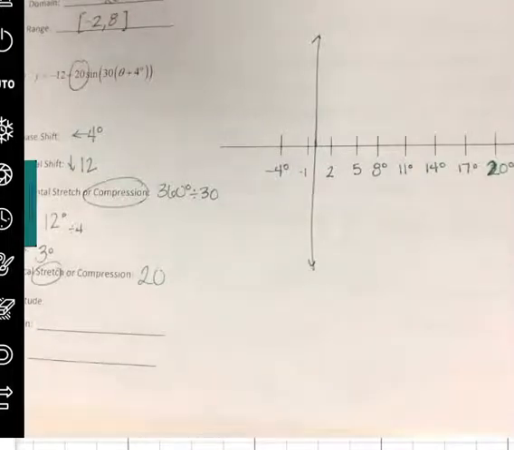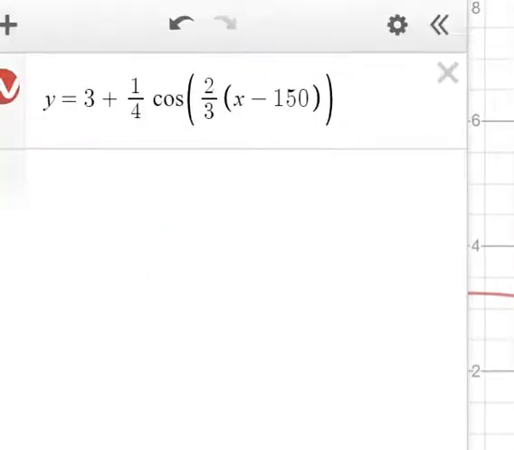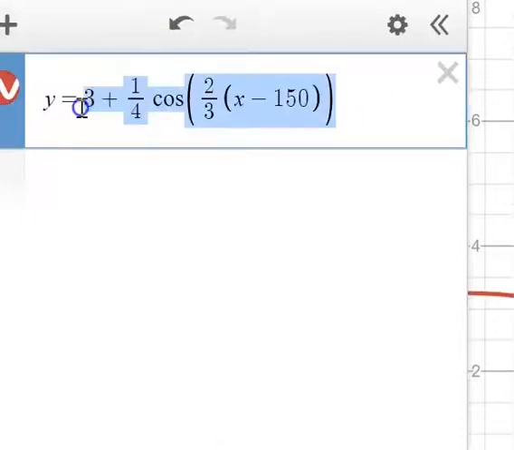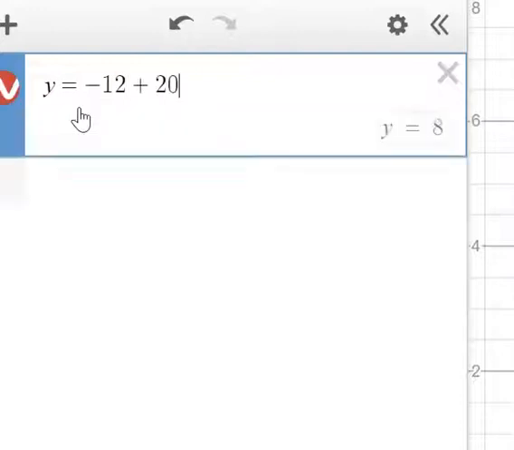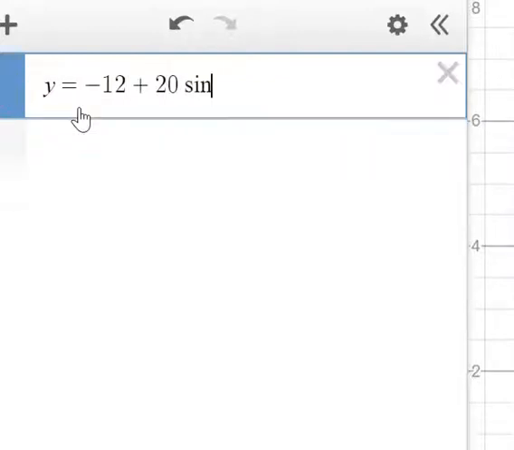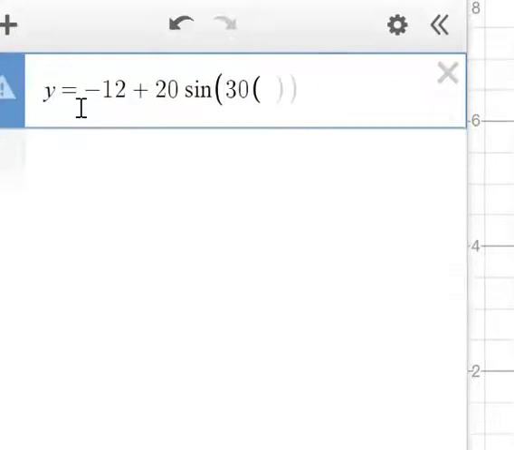Okay, so we're going back to our graph. We're typing in over here. I want y equals, and then I'm typing in my equation, which is -12 plus 20, then a sine of 30 parentheses x plus 4.